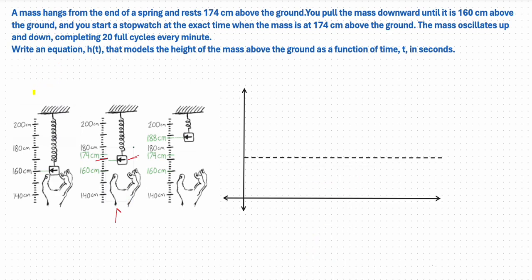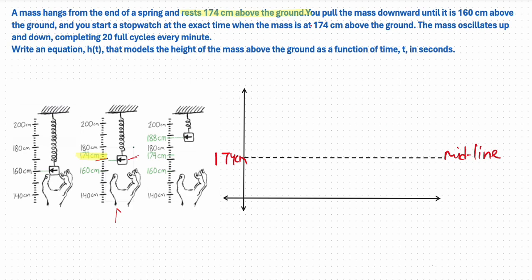As you see in the problem, the mass is hanging at the end of the spring and it rests 174 centimeters above the ground. What that means is, you can clearly see in the second diagram that originally it is resting at 174 centimeters. What that means is, in the periodic motion, 174 centimeters is our midline.